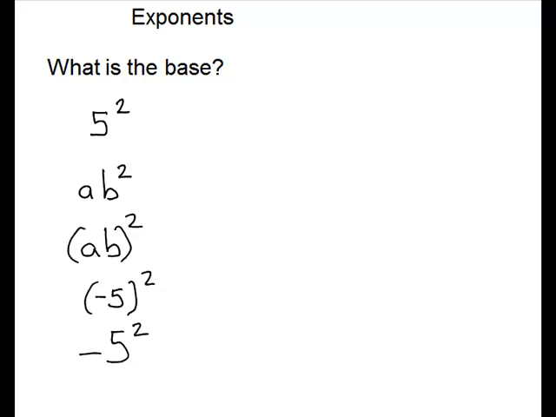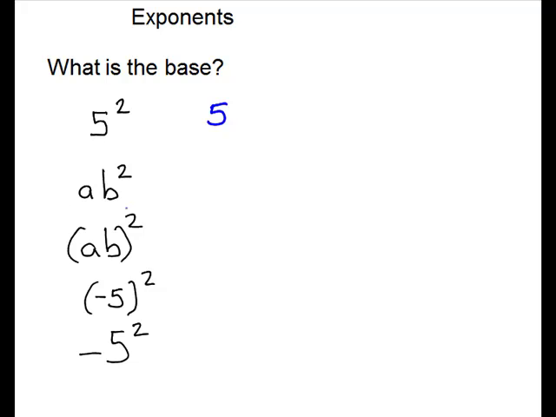Once we have negative numbers, it's a little tricky deciding what exactly is the exponent applied to. So let's go back a little bit and just review what is the base in these exponential forms. In our first one, 5 squared, there is only one base. The base here is 5, and the exponent is 2.